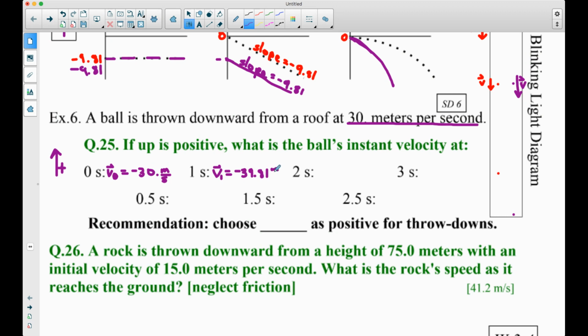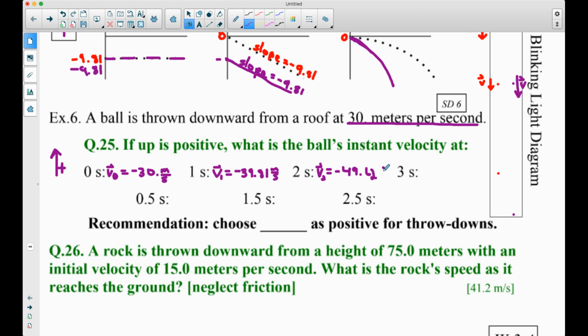Another second after that, the velocity will have changed by another negative 9.81, or 9.81 downward. So now we will be at, remember in the drop problem, 19.62. Here though, we are starting with a head start of 30. So we're not at 19.62, we're 30 ahead of that. We're at negative 49.62.